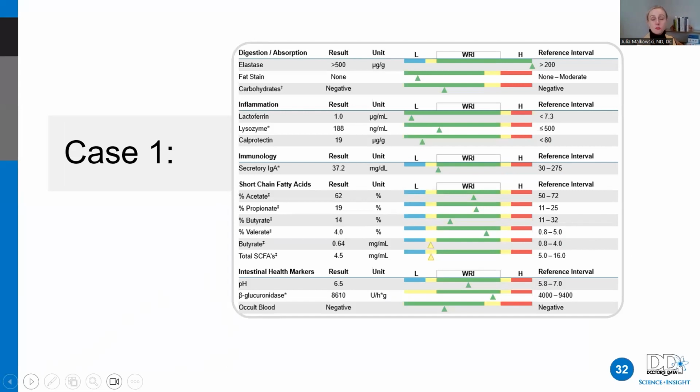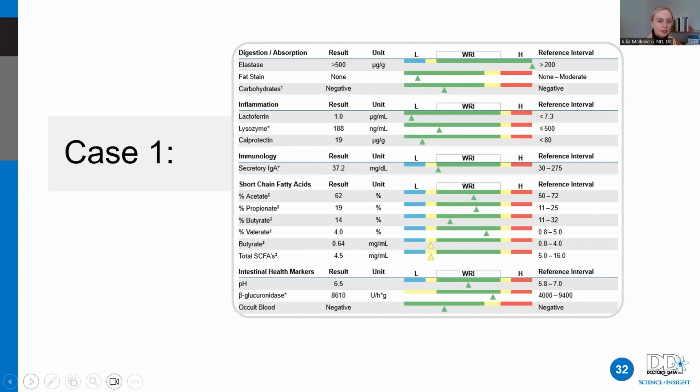When we take a look at this patient's stool chemistries, we can see that markers of digestion and absorption are healthy, inflammation markers are healthy. Immunology is actually a little bit lower, so I would be considering the patient's status of vitamin A, vitamin D, and zinc. We know that vitamin D deficiency is so common, so that might be another factor. And then for the short-chain fatty acids, butyrate and total short-chain fatty acids are too low. So we do want to support the patient with the soluble fiber like we talked about.